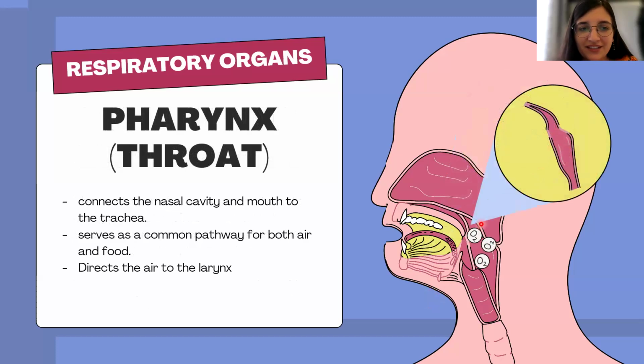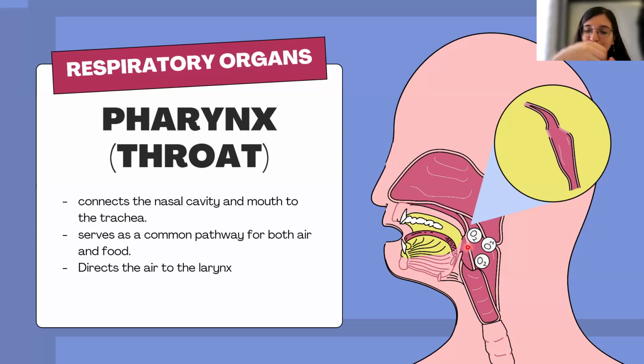Let's go to the pharynx. The pharynx comes before the larynx. And the pharynx is that point that connects the nose part, the nasal cavity, and the mouth to the trachea. Okay, and this is the common pathway. So this is where sometimes when you see children, they choke on food. It's because of this part. Like the nose and the mouth, there is a point where they're connected.